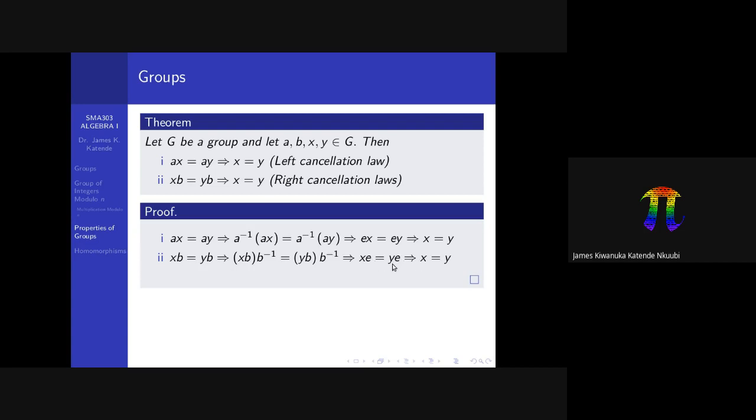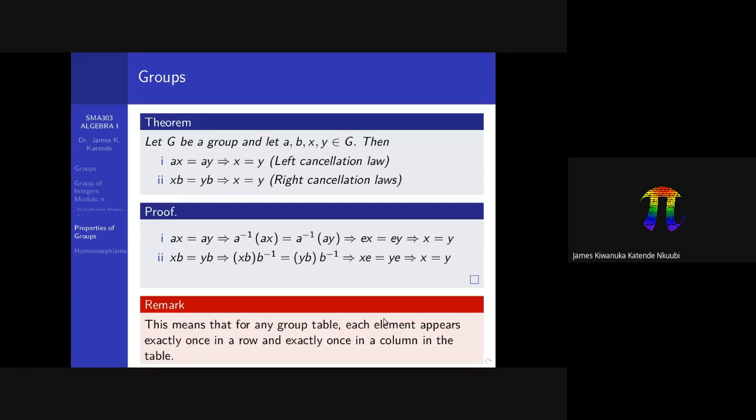And of course, the identity leaves each element intact, so we can conclude that x is equal to y. So this is the left cancellation law and the right cancellation law. They are both cancellation laws for groups. So now the impact of this is the following.